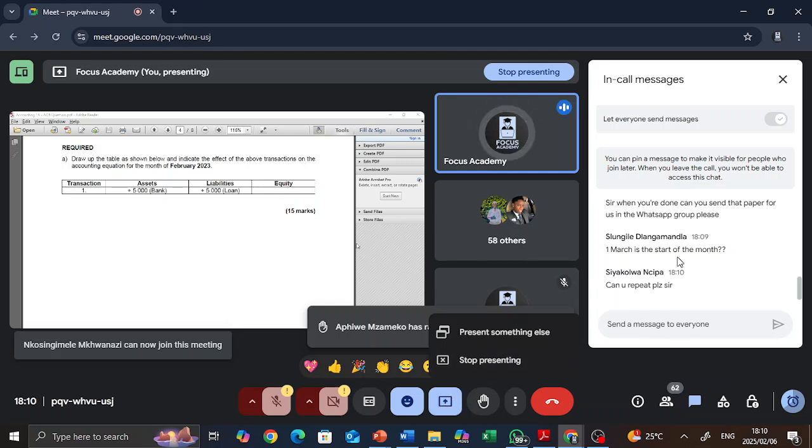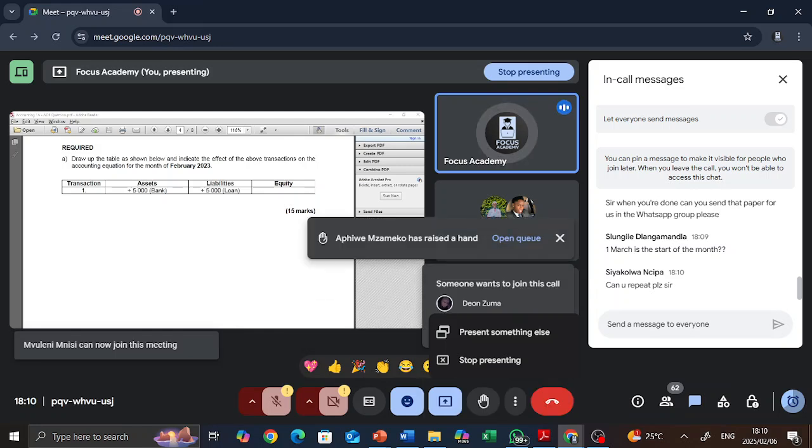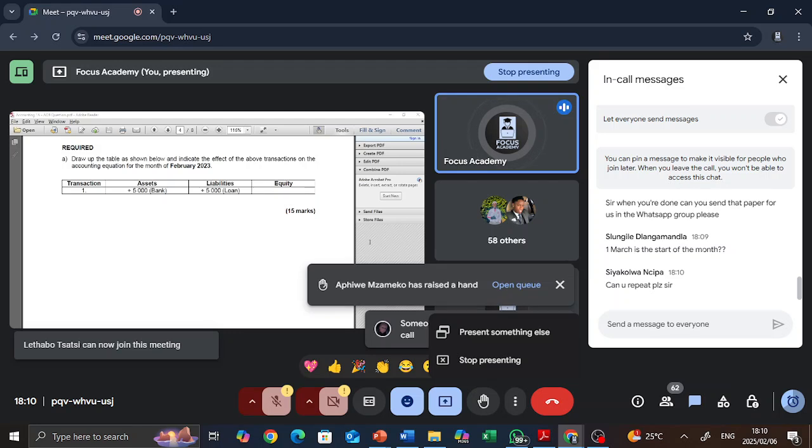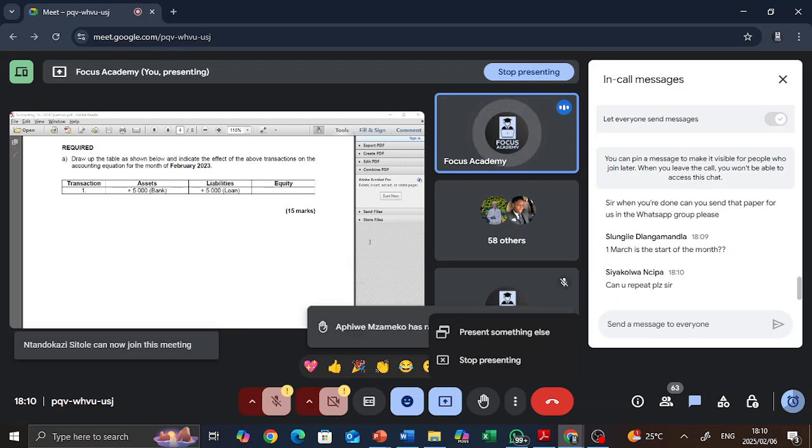1 March is the start of the month. Yeah, that is perfect. Whoever said 1 March is the start of the month, yes. But listen, if the reporting period ends February 2023, it means the year started 1 March 2022. Yesterday, I was asking you guys that when you see a period ending, like February 2023, make sure you know when the beginning of the month is.